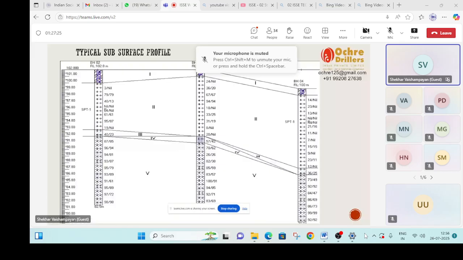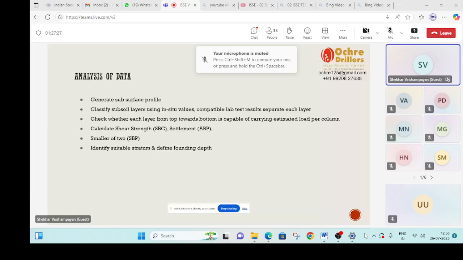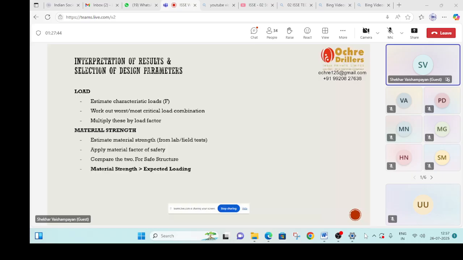So check whether each layer from top towards is capable of carrying the estimated load. Calculate shear strength. Calculate settlement. Use smaller of the 2 values. We will go to this. There is a flow chart we have made for this. Decide what is a suitable stratum and decide the foundation depth. Okay. So for doing the interpretation and selecting design parameters, what do you do?